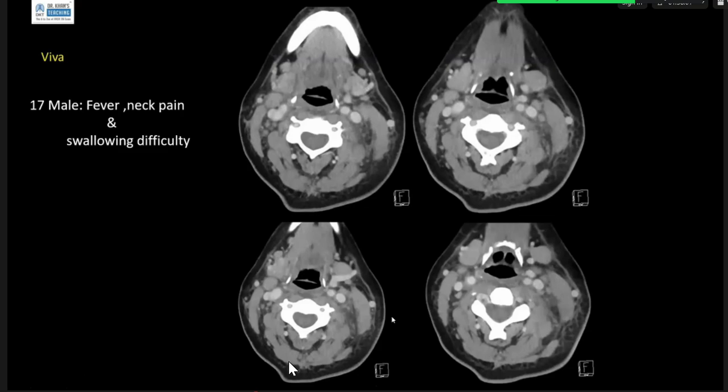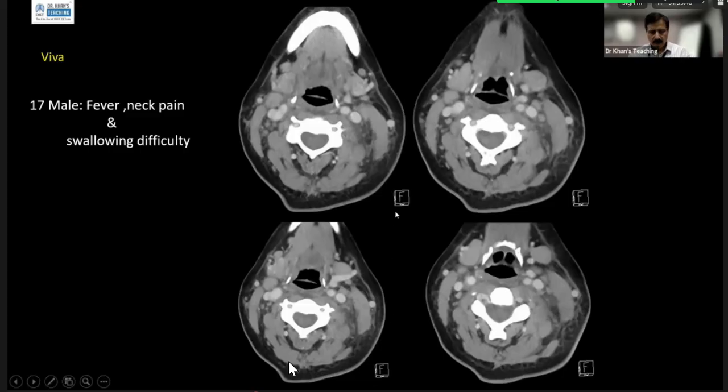There is an area of hypodensity seen in the retropharyngeal space. It would represent a phlegmon or a fluid collection. Yeah. Okay. So if you see here, there is a hypodensity here. This is the longus colli muscle, hypodensity. So there is a bit of fluid there.